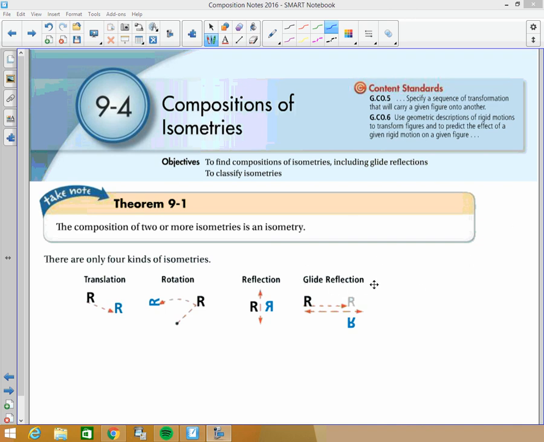And the glide reflection is a combination of the translation and a reflection. And those are the ones that we're going to practice today. And they're specifically called glide reflection. Okay, this is in 9.4 in your book.